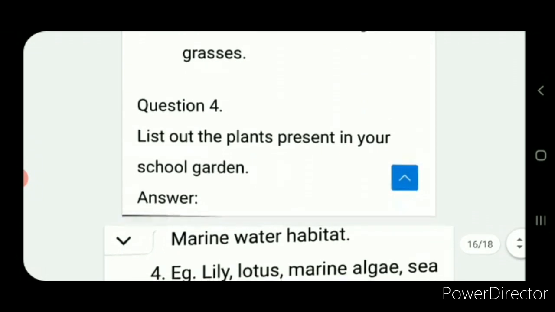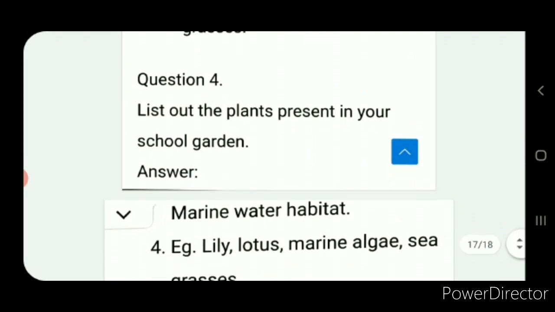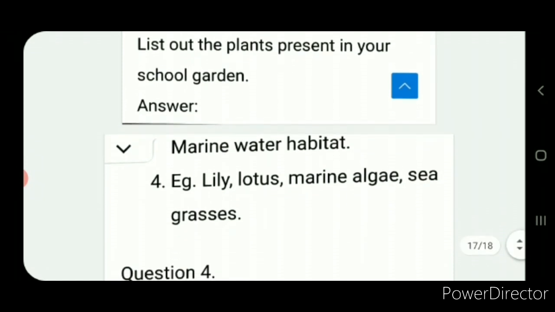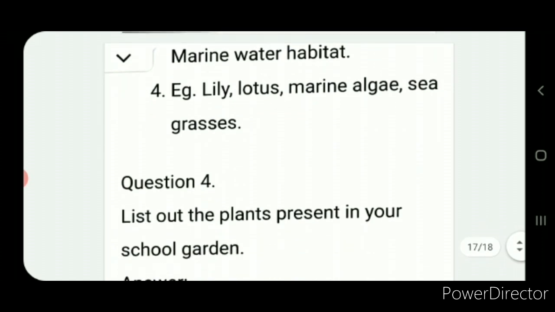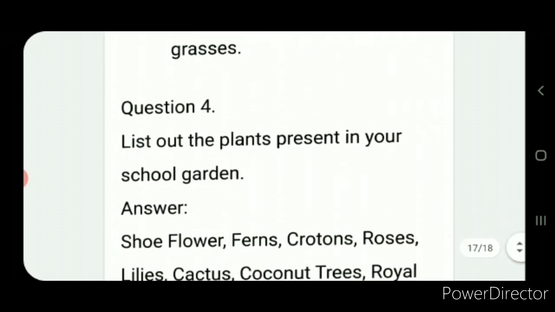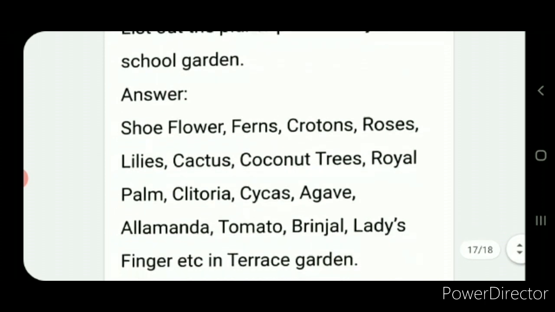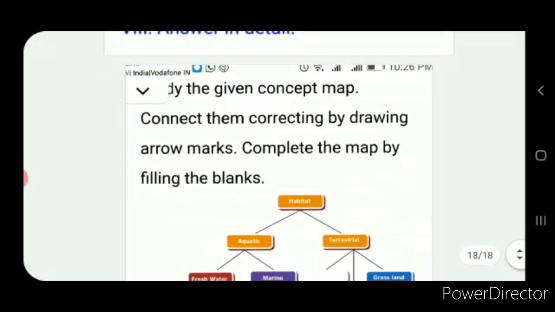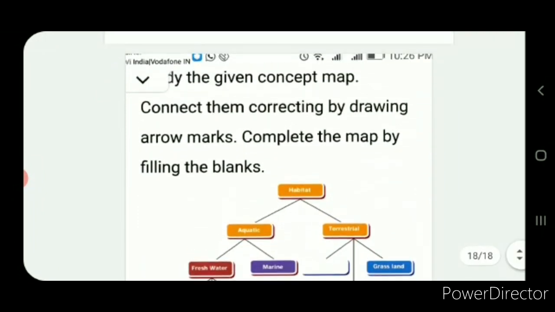Then, list out the plants present in your school garden. I hope you all remember the school campus. This question you can write of your own. You can write the plants you remember from when you were in the 5th standard. This is an optional question, they may ask.